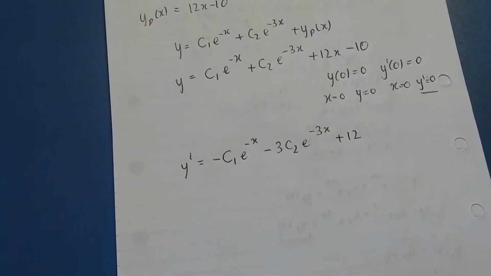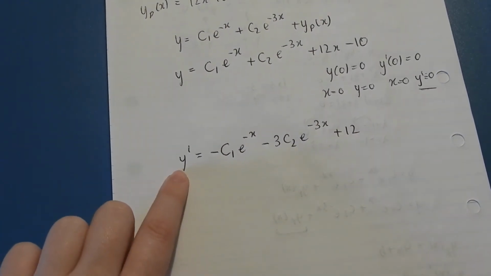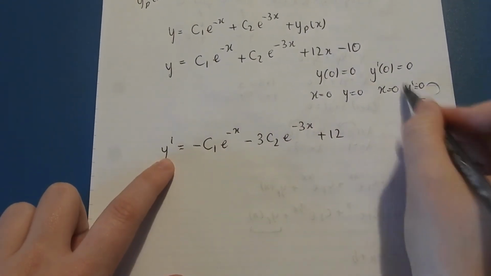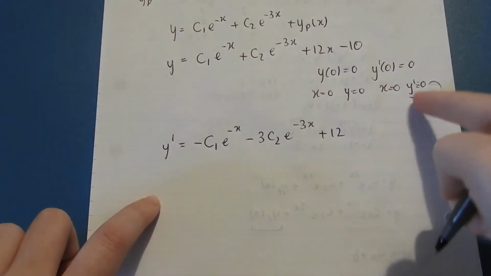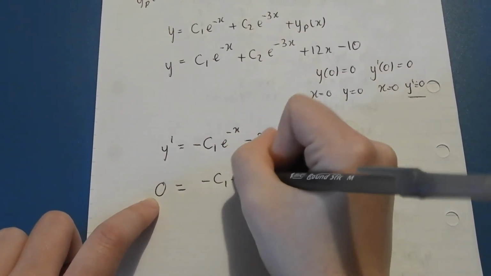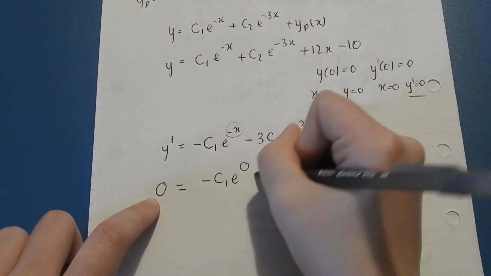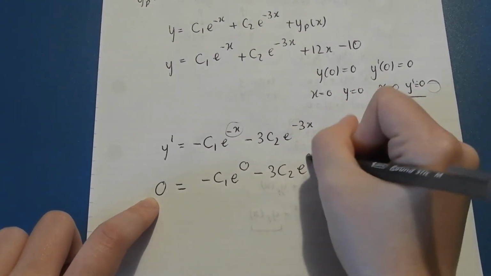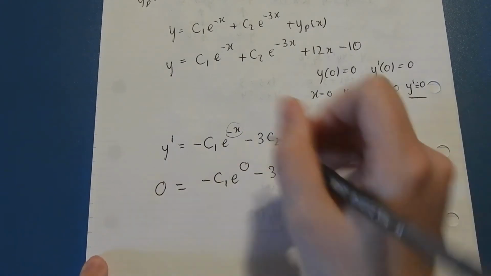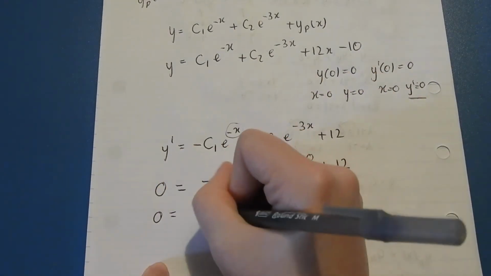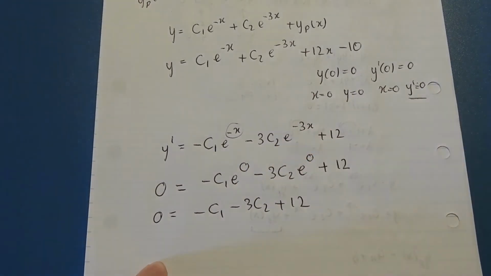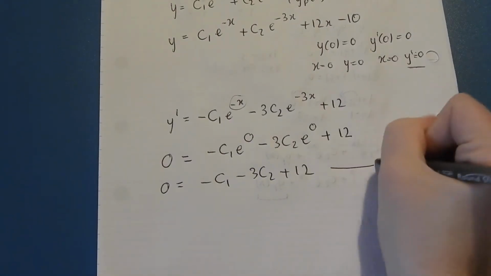Okay, so now we can apply our initial conditions. Let's apply it to this one first. So we know that when x is 0, the derivative of y is 0. So we know 0 equals negative c1 e to the 0 minus 3c2 e to the 0 plus 12. And e to the 0 is 1. So 0 is negative c1 minus 3c2 plus 12. Okay, that's our first equation.